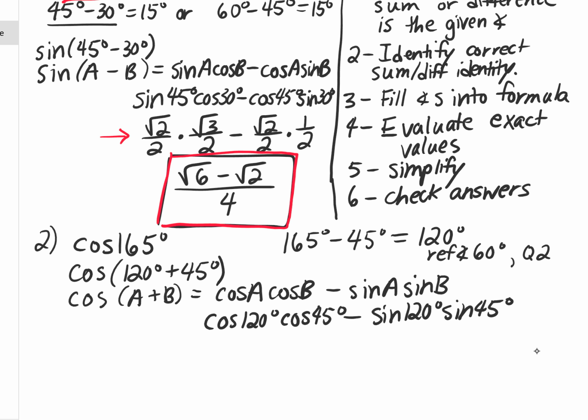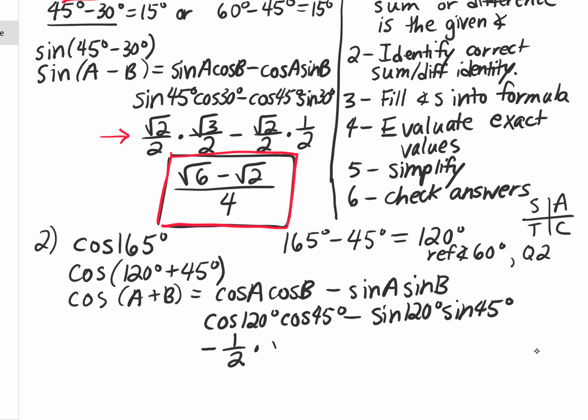Now in quadrant 2, all students take calculus. I'm going to do a small little thing here off to the side. Sine is positive, cosine is negative. So when we're evaluating, we're going to get a negative here, but a positive on the other side. Reference angle is 60, so cosine will be negative 1/2.